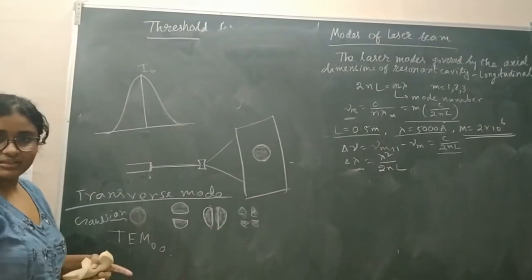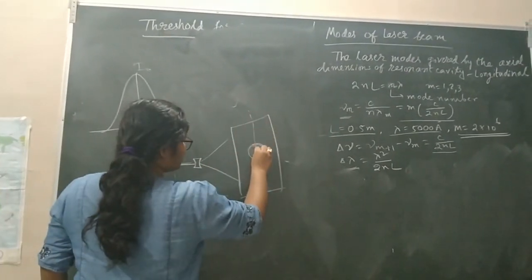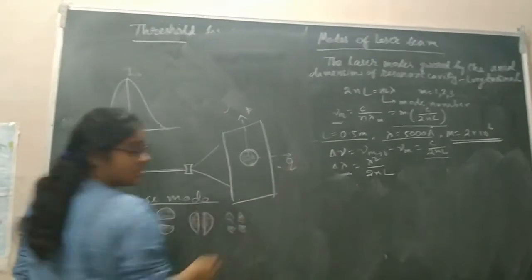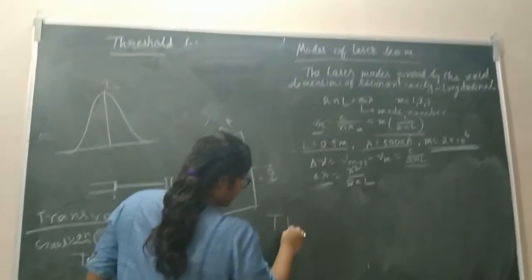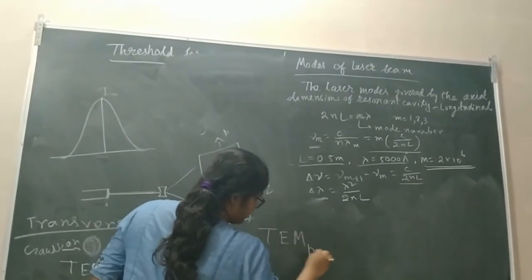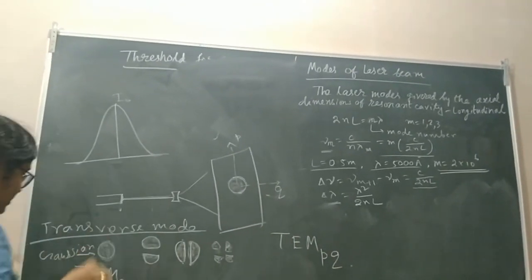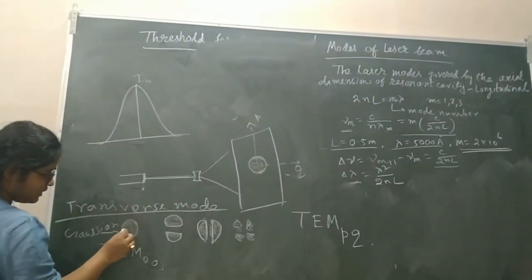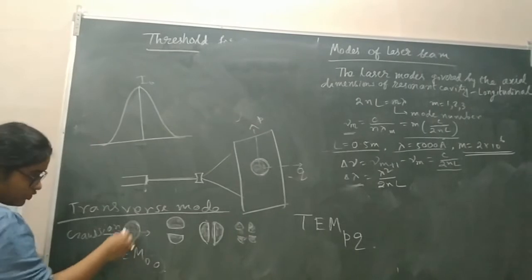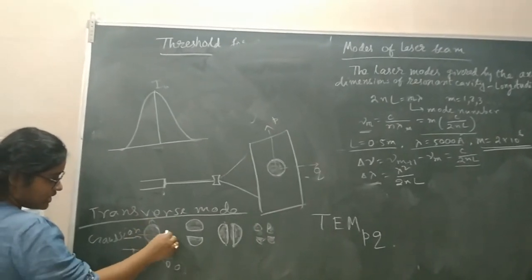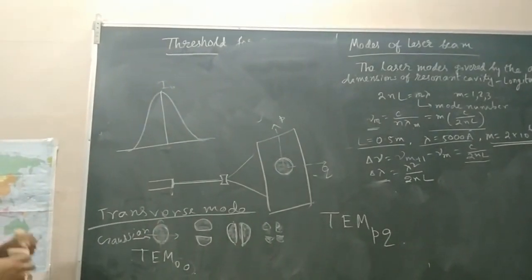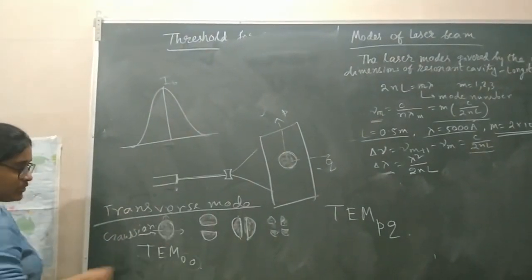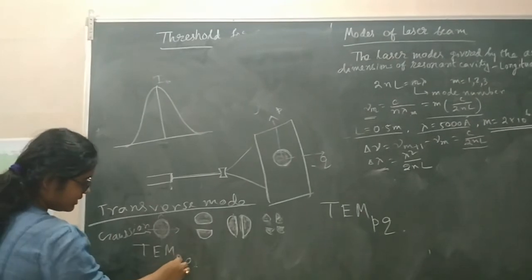And how do you find that? Suppose these are the two directions, one along P and the other along Q. So you have to name it like TEM mode PQ. Now what does the TEM00 mode mean? There is no node. If you go along the P direction or along the Q direction, you won't get any intensity change. That is, you don't get any node. Node means zero intensity. So it will be 0, 0.